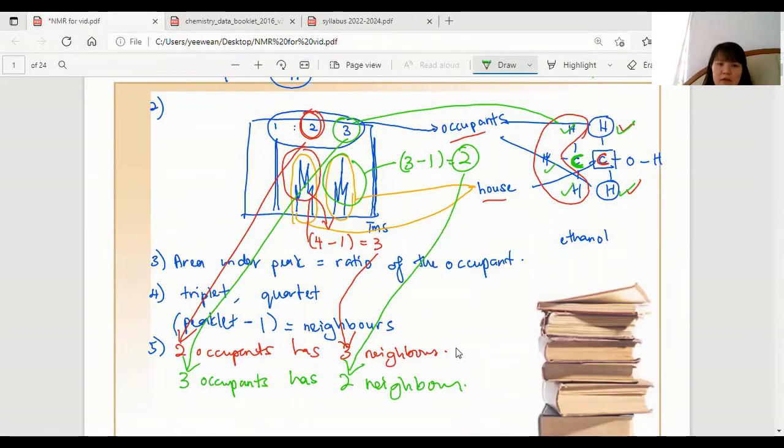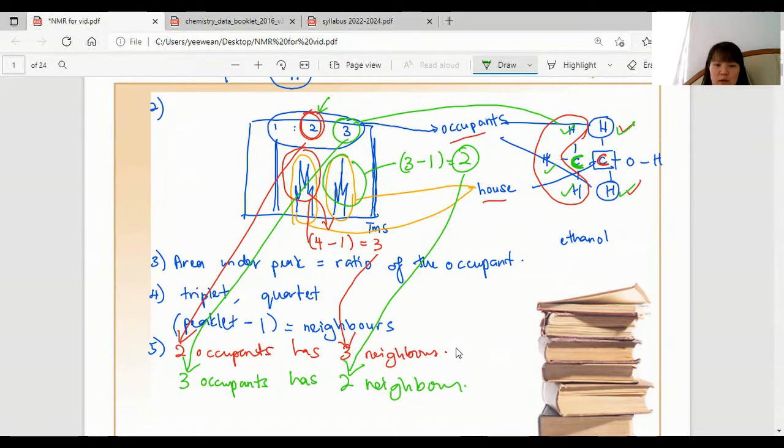The conclusion: the numbers up here are for the occupants, the ones living in the house, and the peaklets represent neighbors plus 1. So if I bring the 1 over to the other side, I can say peaks represent neighbors plus 1.